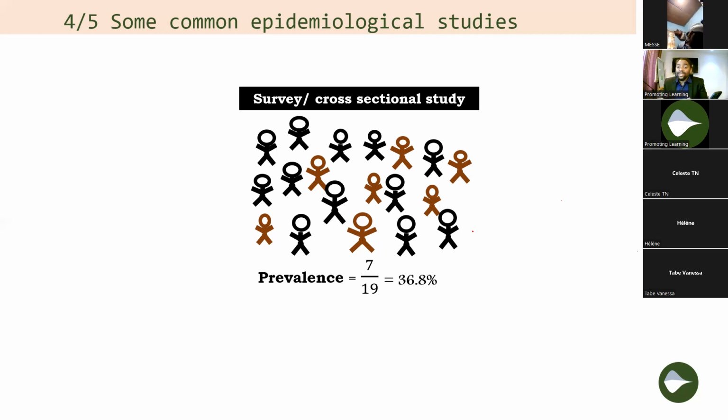Comment est-ce que ça a commencé? Est-ce que c'était le facteur d'exposition qui était là d'abord? Est-ce que c'était l'autre qui était là en premier?